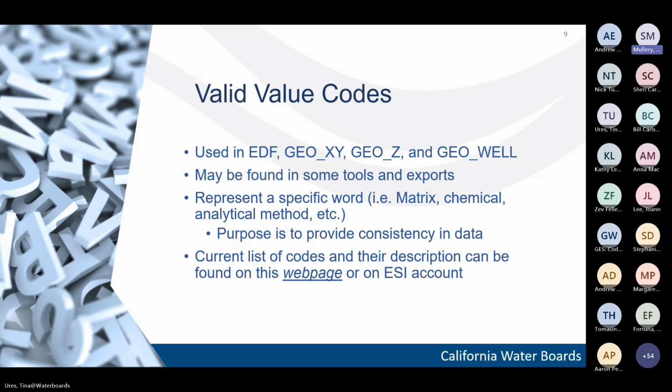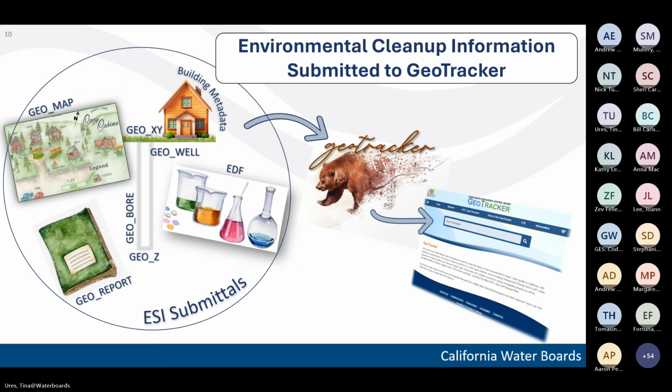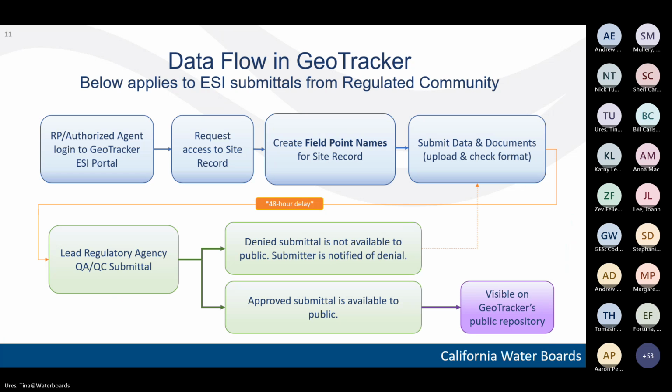Tina? All right. Well, thanks for the ESI intro, and we've got the basics down. So let's connect those GeoTracker common terms and valid values to the environmental cleanup information, such as the site map, building characteristics, sample location, lab results, well depth, etc. All of these things are collected in the field or analyzed in a lab, plus all the paperwork that goes with it, and that's how it goes from being things in the world to being things housed in the cloud. So let's peek into the system and see how that data flows.